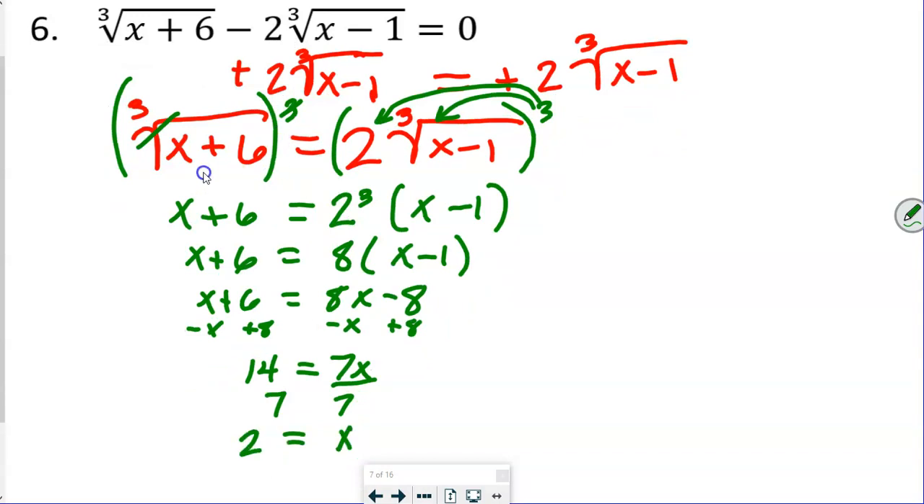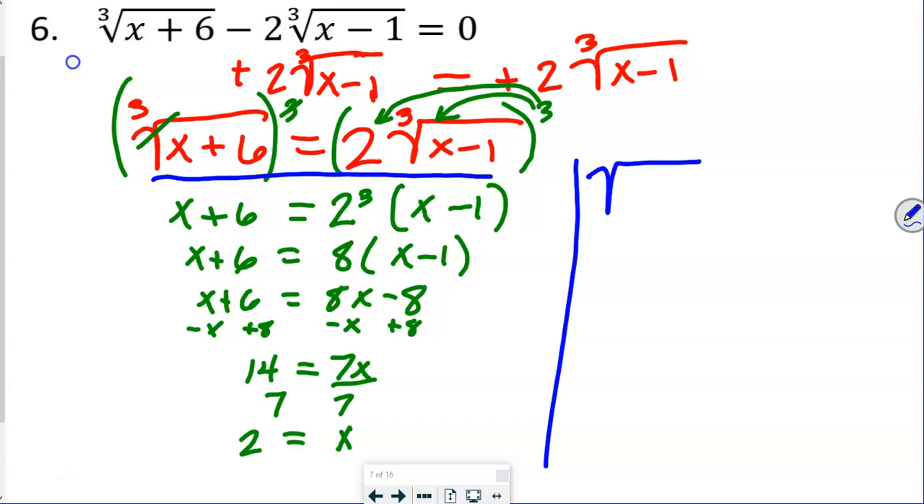Now if you recall when we taught this, we told you that there are no extraneous solutions with cube roots, but I'm still going to plug this back in and check it because I don't like getting stuff wrong. So I'm going to do it at this step right here, guys, so I can see if they are equal, okay? So I'm going to do the cube root of 2 plus 6, and I want to see is that equal to 2 times the cube root of 2 minus 1.